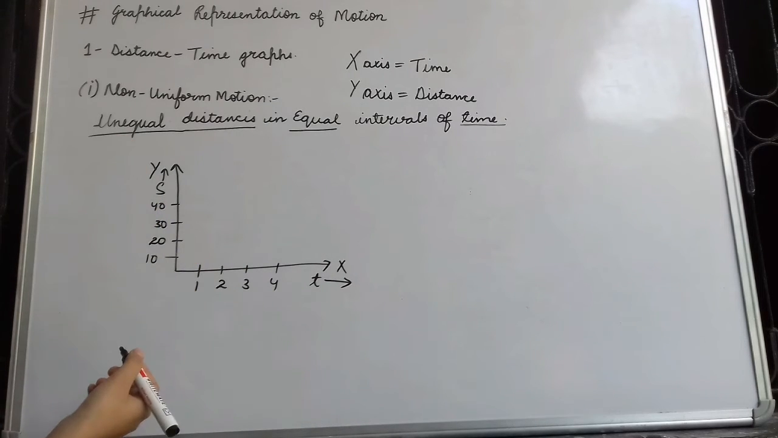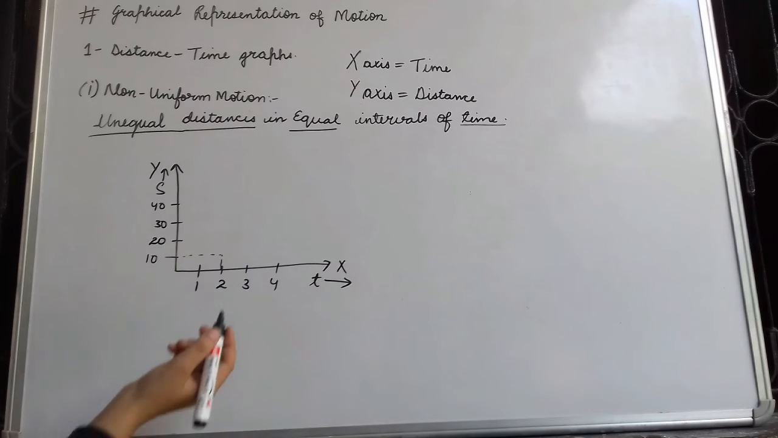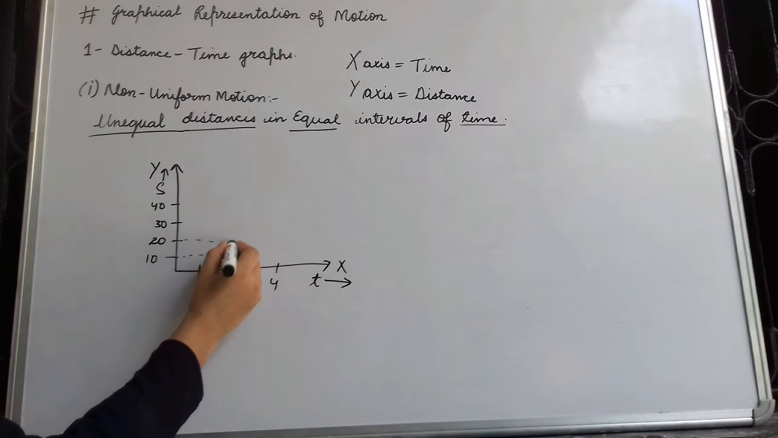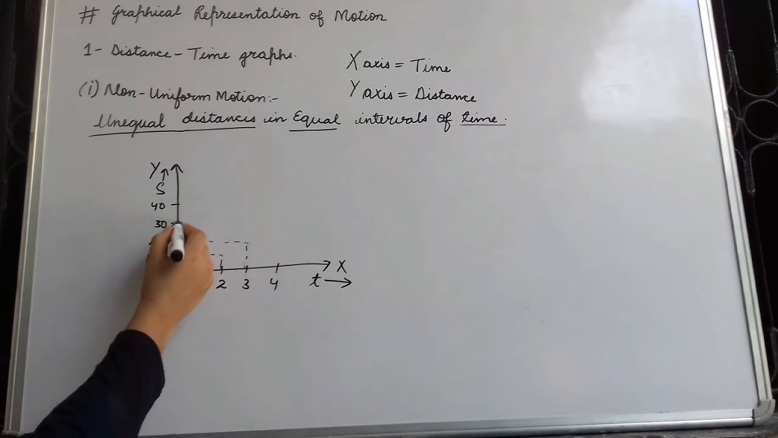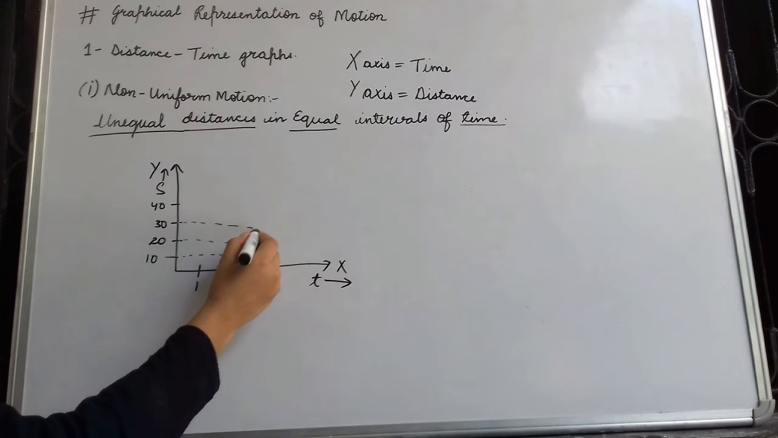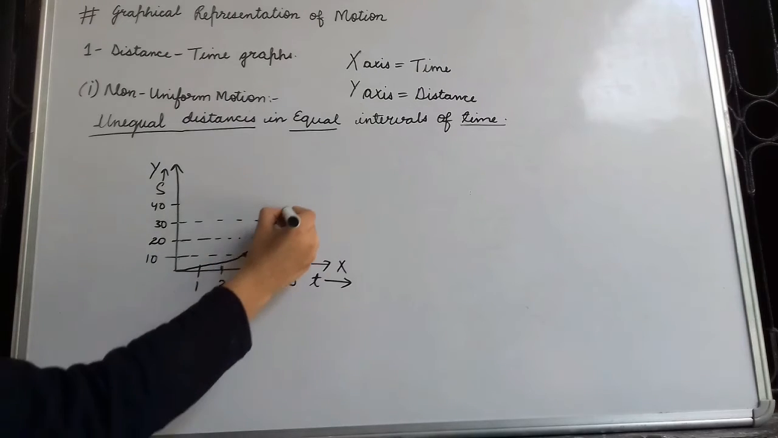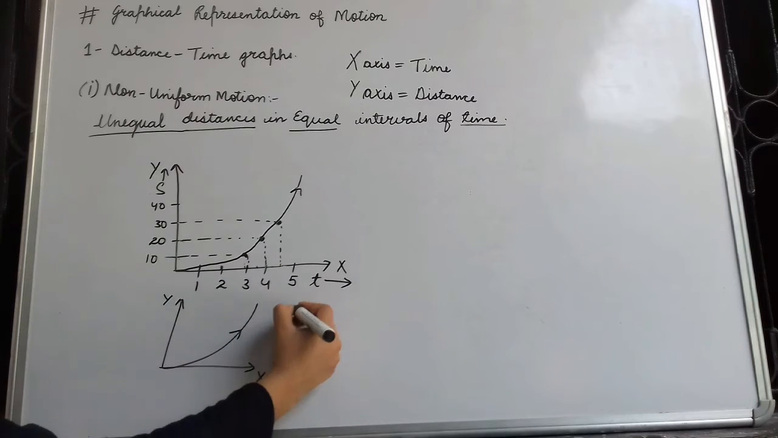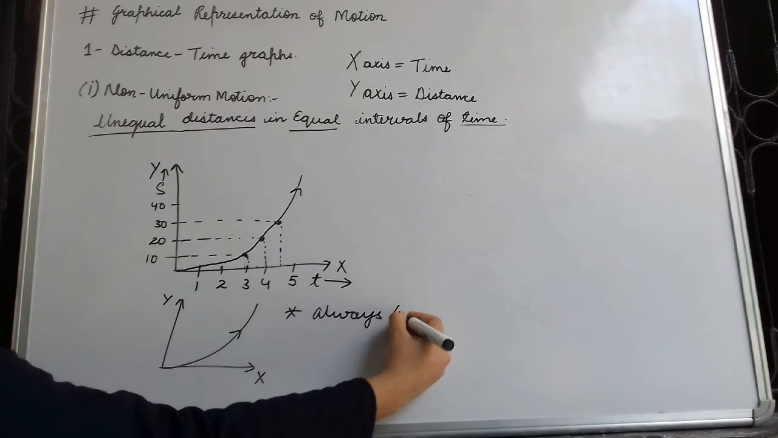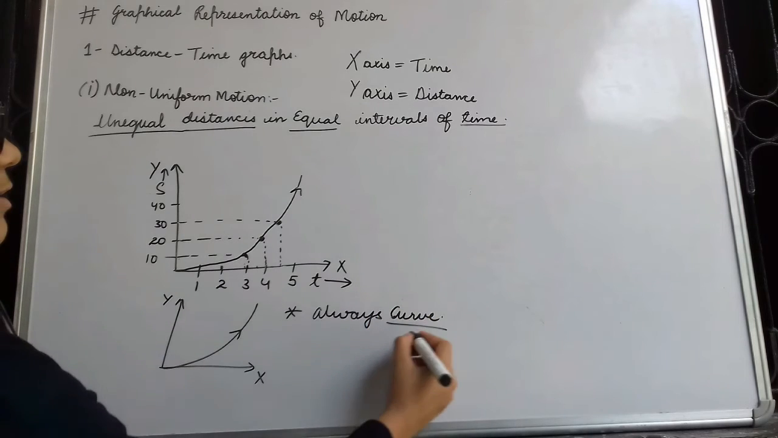Now unequal distances means it can cover more distance in less time or it can cover less distance in more time. So in the first 2 seconds it's covering 10 meters, but in the next 1 second it's covering only 10 meters. So it's not covering equal distances. So it's non-uniform motion. When we mark all the meeting points and join them, we will get a curve, which can be represented like this also. So what we conclude here is that the distance time graph for a non-uniform motion is in the form of a curve.